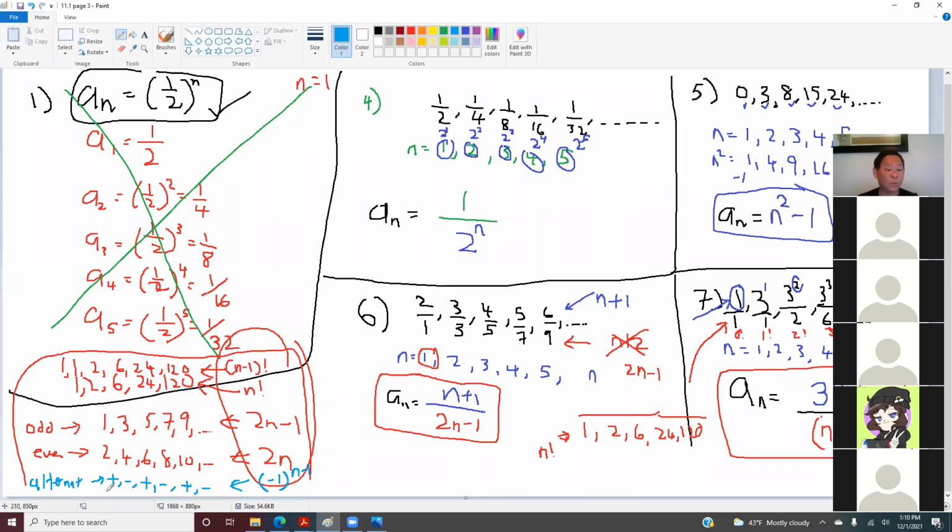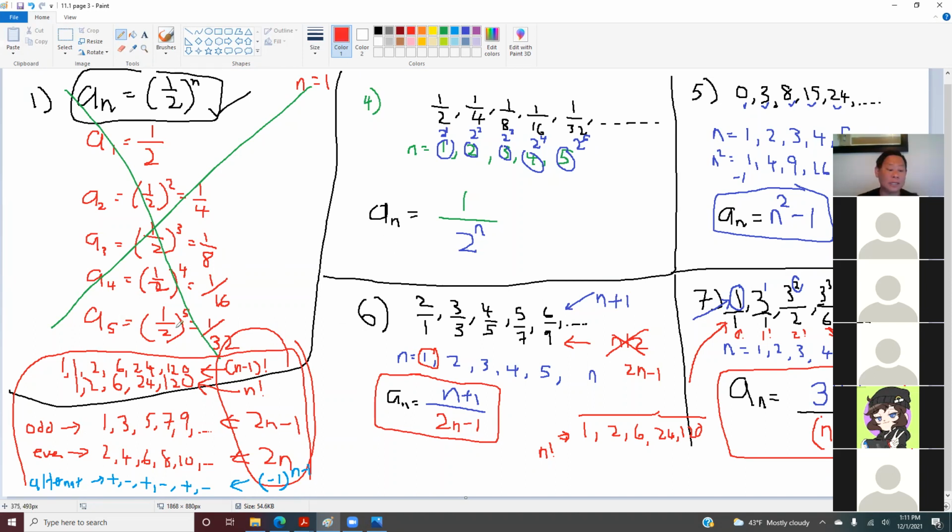Again, when n is 1, so 1 minus 1 is 0. So anything to the power of 0 is 1. So you got a positive. When n is 2, you got 2 minus 1 is 1. So -1 to the power of 1 is -1. So you will use -1 to the power of n minus 1 for this alternating.